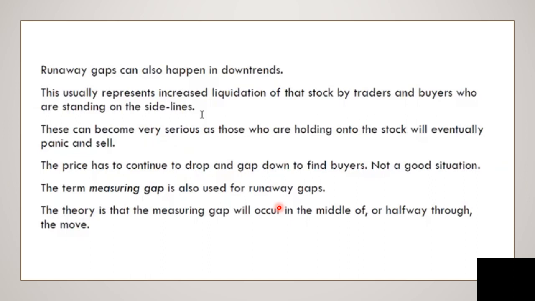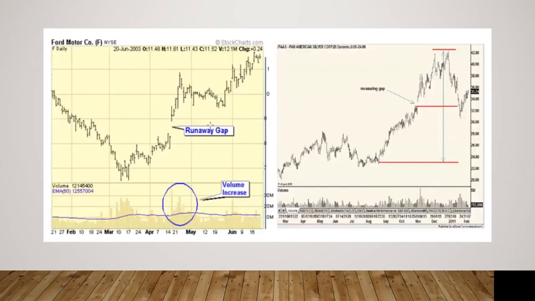The term measuring gap is also used for runaway gaps. So another name for runaway gaps is measuring gap. Okay. The theory is that the measuring gap will occur in the middle of or halfway through the move. Jadi antara dua lah, the middle or halfway. Okay. Alright, so ni antara contoh. This is example of runaway gap kat sini.